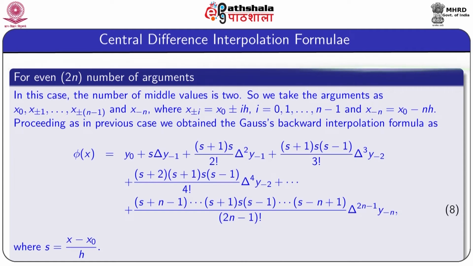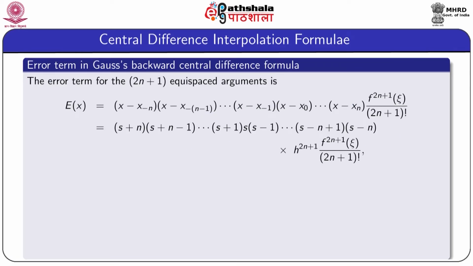Using this notation and proceeding as in the previous case, the Gauss backward interpolation formula for an even number of arguments is phi x equal to y0 plus s into delta y_{-1} plus (s plus 1) into s by factorial 2 into delta 2 y_{-1} and so on. This is a polynomial of degree 2n minus 1, where the new variable s is equal to (x minus x0) by h.